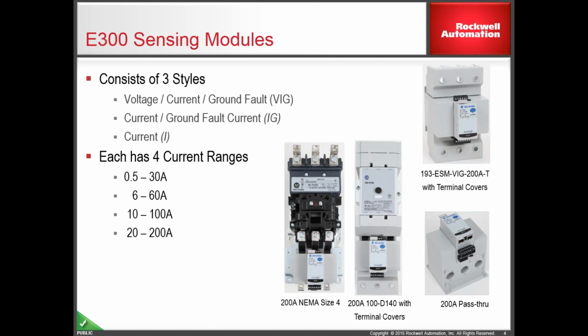Looking at the 4 current ranges, you see it's broken up from 0.5 amp all the way up to 200 amps native. So these wide current ranges are 10 to 1, and even with the 0.5 to 30 amp, you have a 60 to 1 range compared to the E3 Plus. There's some familiarity with E3 Plus in the room, that's at a 5 to 1 range. So what this does is it allows you to standardize on fewer part numbers to cover a wider range of motor horsepowers.